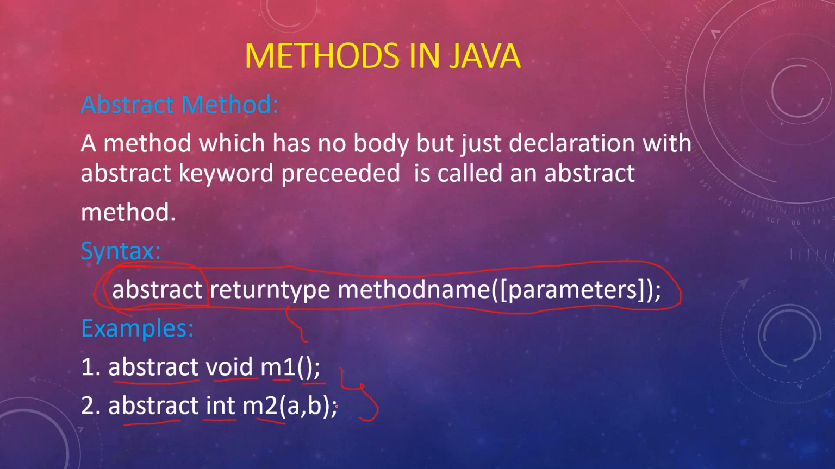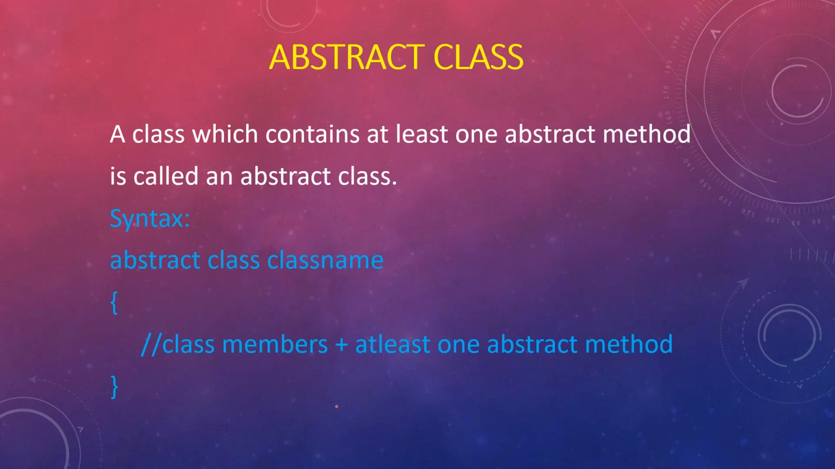An abstract method should be preceded with the abstract keyword and at the end there should be a semicolon. Just the signature, just the declaration will be put. We won't write any flower brackets or write a set of statements inside. Those won't be there here. Now coming to the abstract class.